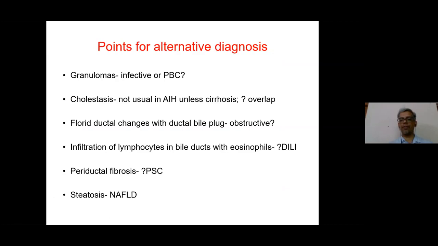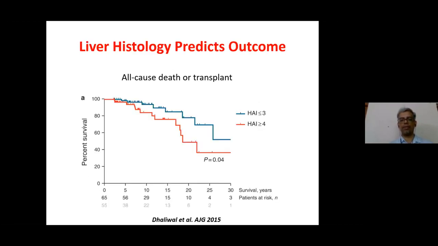Important points for an alternative diagnosis on biopsy include: if you find granulomas, think about infective causes or PBC. If you see cholestasis, which is not very uncommon in patients with AIH, think about overlap syndrome. With florid ductal changes, think about an obstructive pathology. If you see eosinophils near the bile ducts, think about whether the patient has a drug-induced liver injury. If you see periductal fibrosis, think about primary sclerosing cholangitis. And an important fact to rule out is that these patients may also have associated non-alcoholic fatty liver disease. So that will also be looked at in a liver biopsy.